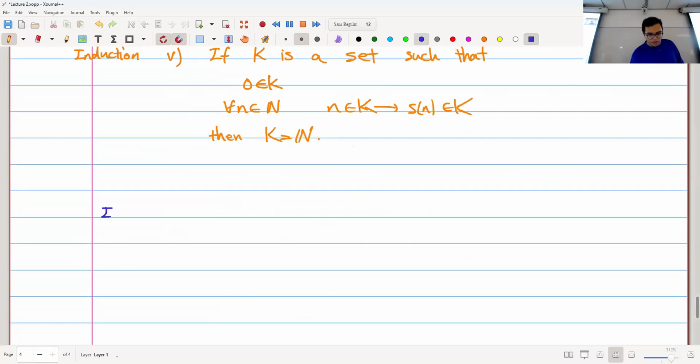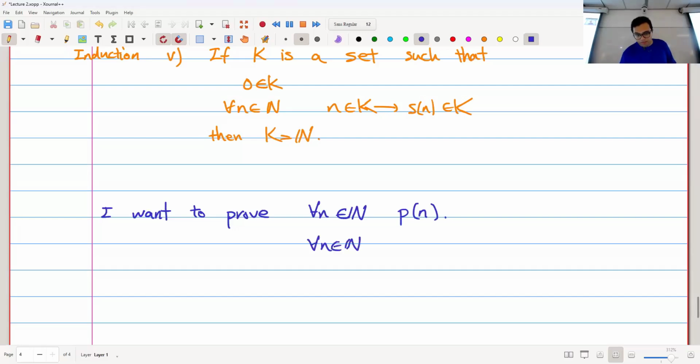Let's say I want to prove that all natural numbers have some particular property: for all n in N, P of n holds. For example, maybe I want to prove that for every n in N, n is greater than or equal to 0. At this point, I haven't defined greater than or equal, but please excuse me for that. Let's just assume that I know what greater than or equal means.